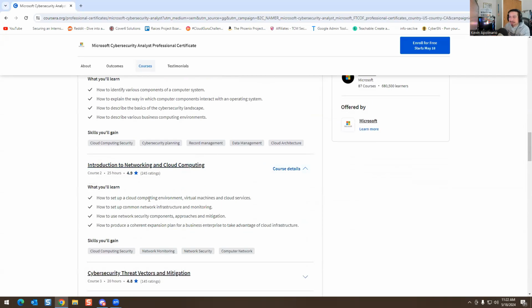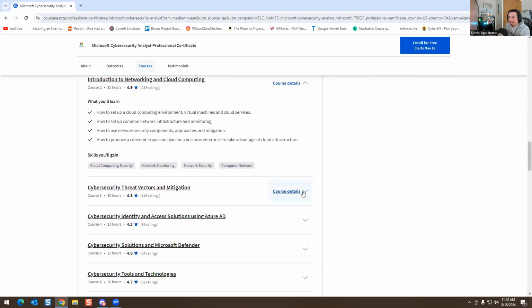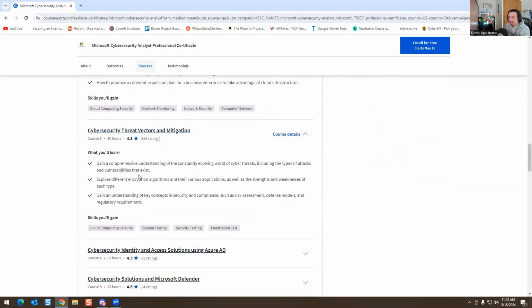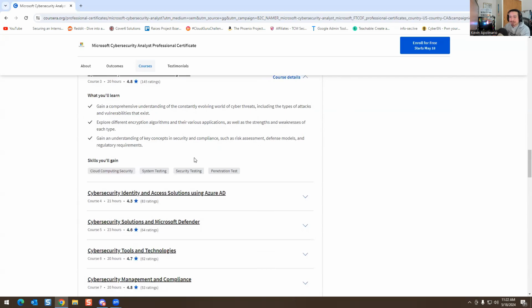Course two is introduction to networking and cloud computing. So virtual machines, cloud services, how to set up common network infrastructure, monitoring, and how to use network security components. These are skills you gain. Then course three is understanding evolving cybersecurity threats. So they talk about malware, different types of vulnerabilities, viruses, worms, trojans, et cetera. Defense models, different types of applications, how to use MFA, multi-factor authentication, why MFA is important, and why securing your stuff with two-factor authentication is important.